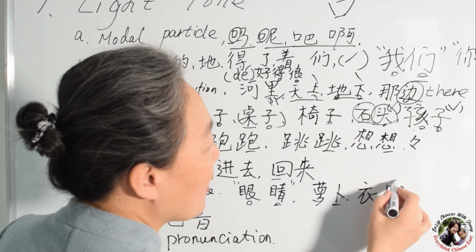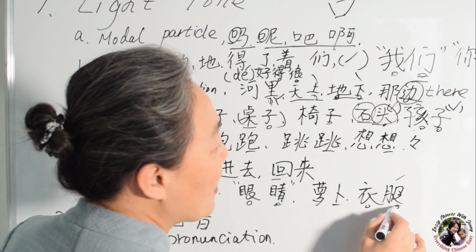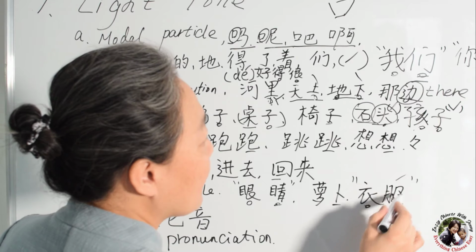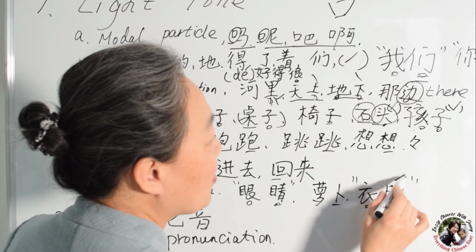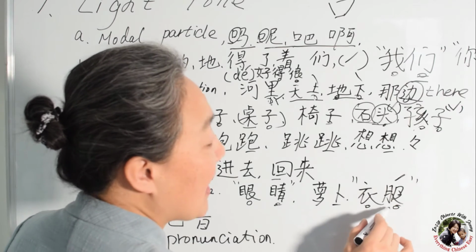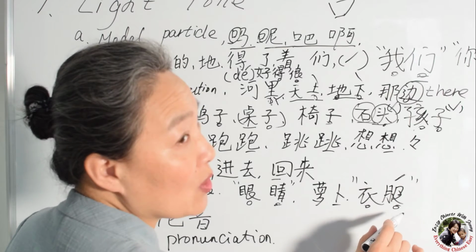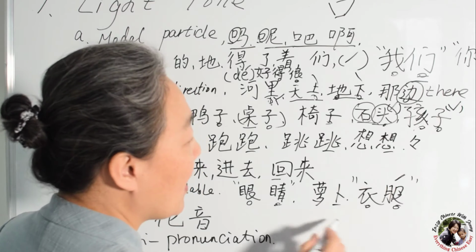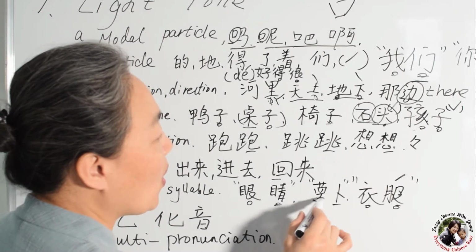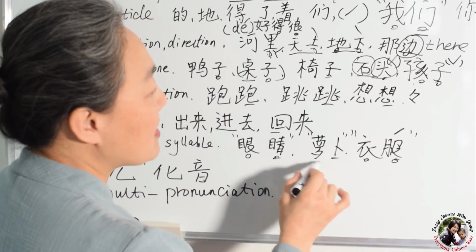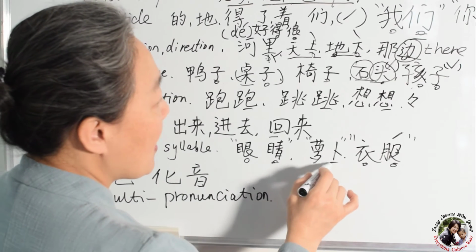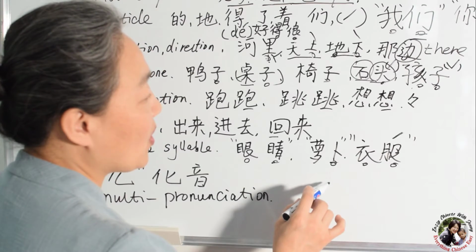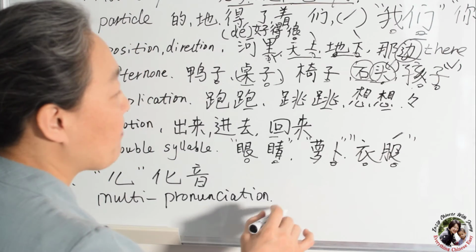衣服, they both mean clothes. But put together, you do not pronounce the second tone, but the light touch tone. 衣服, not the full tone, but the light tone. 萝卜 means turnips. And this second character is also light touch tone. 萝卜.